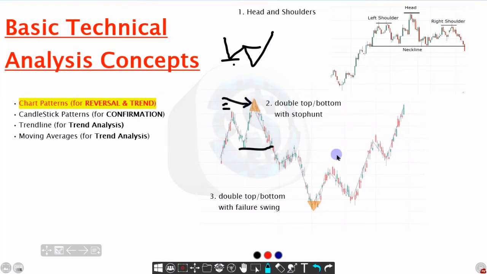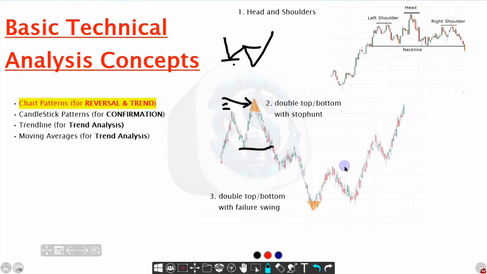So that is the idea behind the double top or double bottom with a stop run. The third one right here is the double top, or bottom, with a failure swing. So all of these three are reversal chart patterns. I look for these chart patterns. Not as if I go into the market to look for them every day, but when I see them, it helps me to, at the very least, pay attention to what the market is doing.